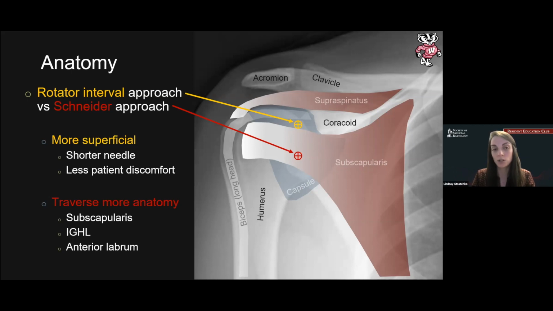In contrast, the Schneider approach, which is the red bullseye there, you are going to be going through some more anatomy, which could be a little bit more uncomfortable for the patient. Particularly if you look at those layers as you go through, you have to go through the subscap, and you can also end up going through the IGHL, and depending on where you're marked or where you're positioned, the anterior labrum may be in close proximity.